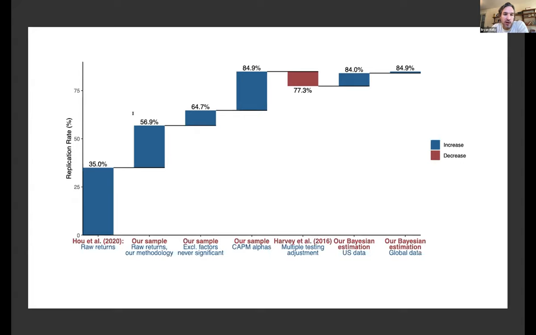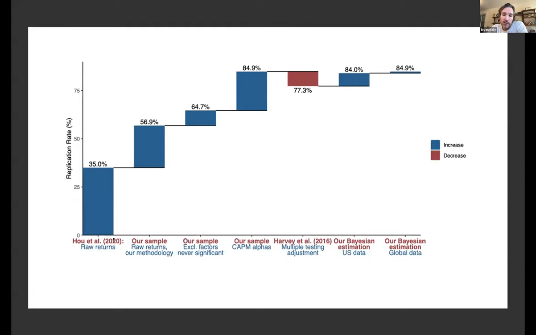If we modify our sample to some extent, and I'm going to talk about some of the modifications that are important, we're going to find that even if we look at the exact same types of analyses they do, which are a bunch of independent tests at the factor level of whether or not the average raw, i.e. unadjusted, returns for factors are significant, in our sample the replication rate jumps up to almost 60%.